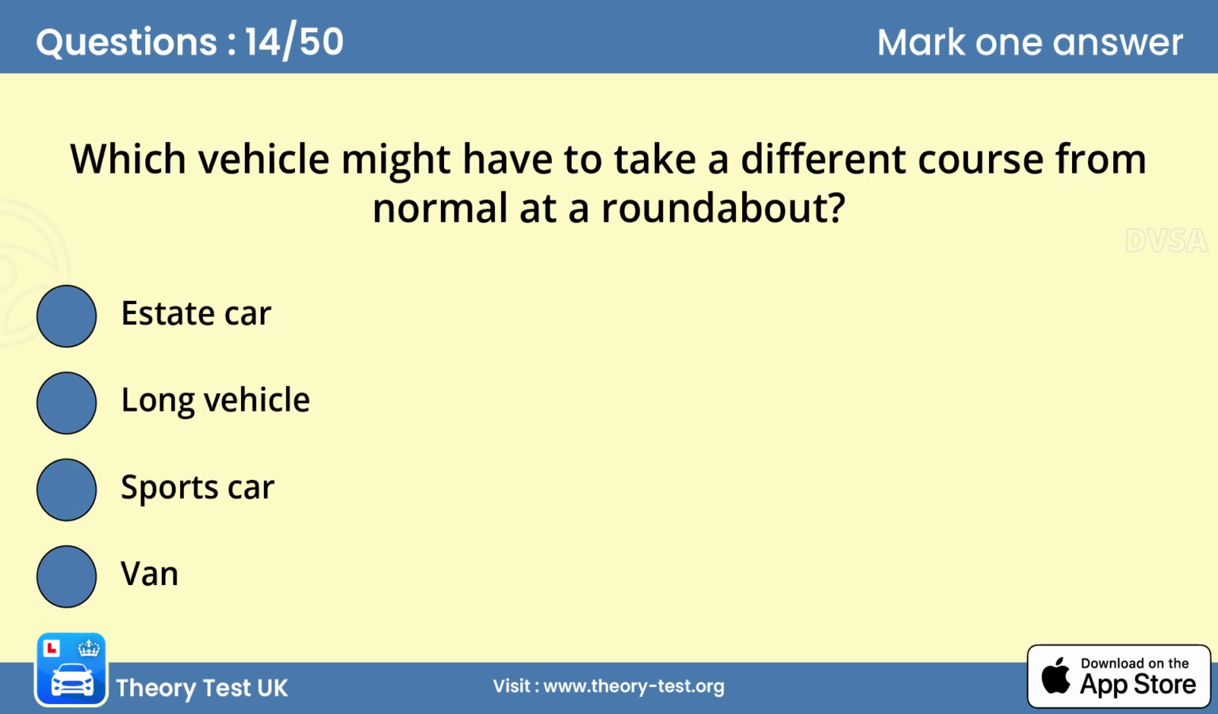Question 14. Which vehicle might have to take a different course from normal at a roundabout? B. Long vehicle. A long vehicle may have to straddle lanes either on or approaching a roundabout, so that the rear wheels don't mount the curb. If you're following a long vehicle, stay well back and give it plenty of room.